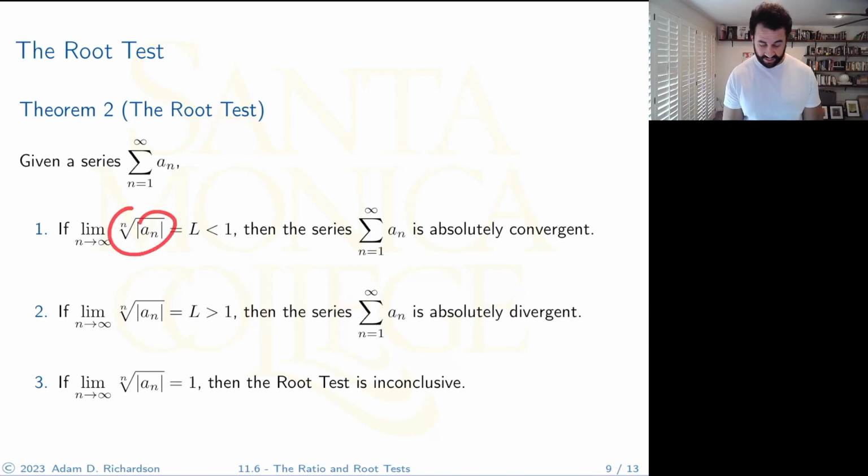Now, if that limit is less than 1, you've got an absolutely convergent series. If that limit is greater than 1, oh, there's no such thing as absolute divergence. There's just divergence. And just like before, if the limit happens to be equal to 1, the test is inconclusive. You can't use it. Pick a different test.